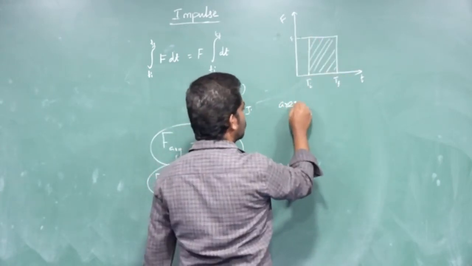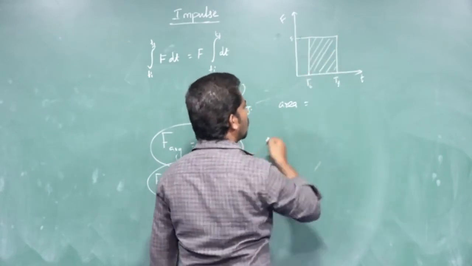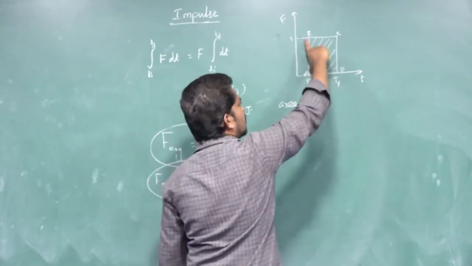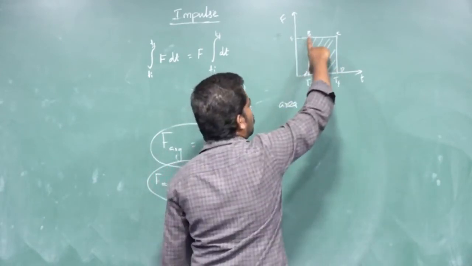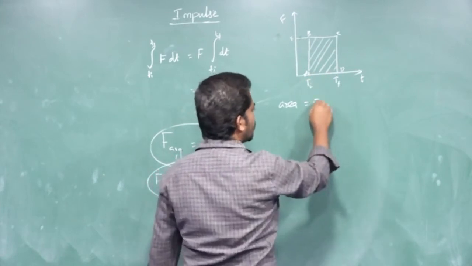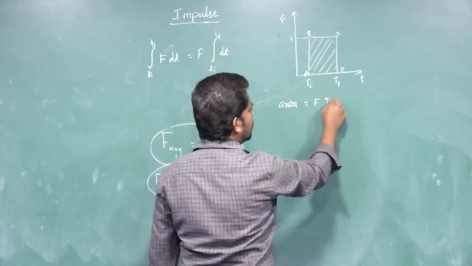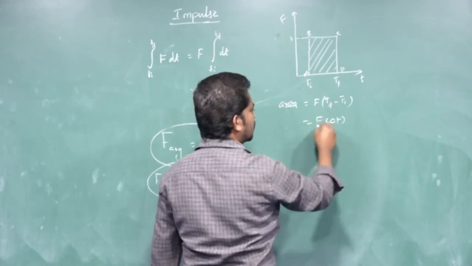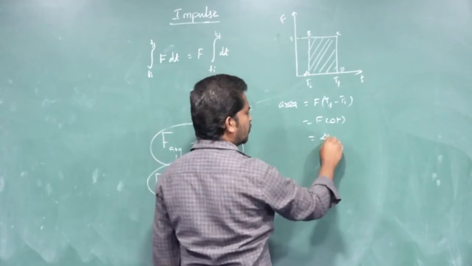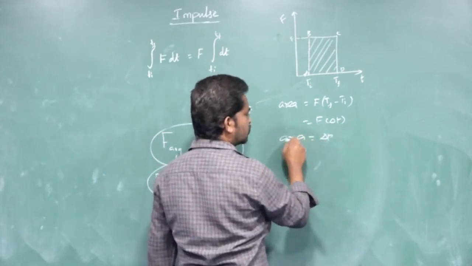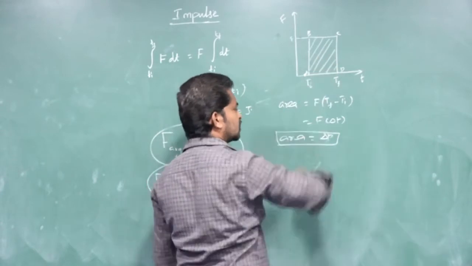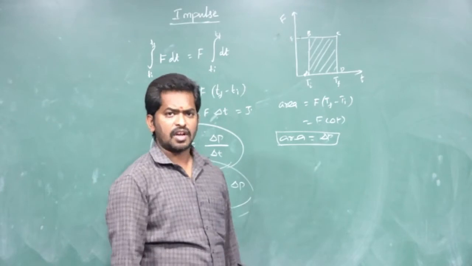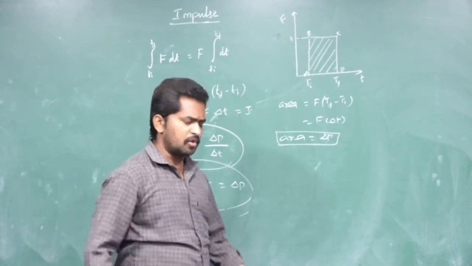This area is ABCD. Area is equal to length into breadth. So this is force, this is the change in time, TF minus TI, so F into del T. F into del T gives the change in momentum. So the area gives the change in momentum, which is nothing but the impulse when the force is constant. What happens when the force is variable?